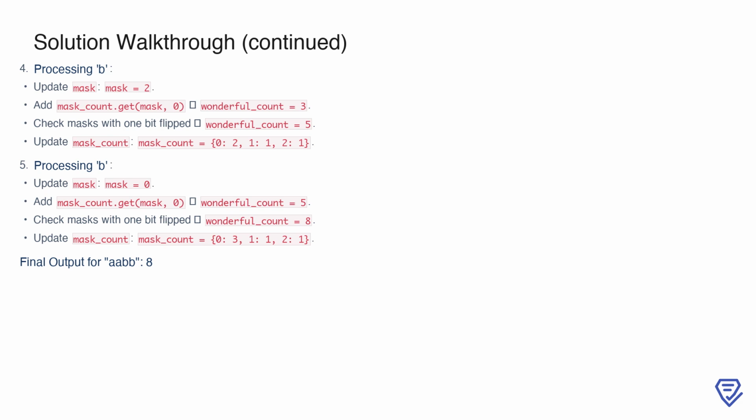Checking masks with one bit flipped, toggling the bit for b gives a mask of 2, which has been seen once before. Adding this to wonderful_count increases the count by 1, making it 8. We then update mask_count to reflect that mask 0 has now been seen 3 times. The updated mask_count is 0: 3, 1: 1, 2: 1. The final output for the string abab is 8.